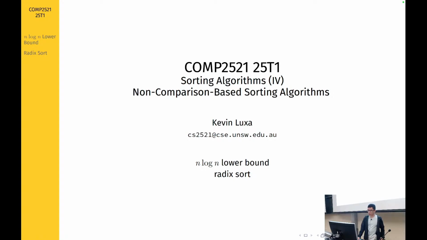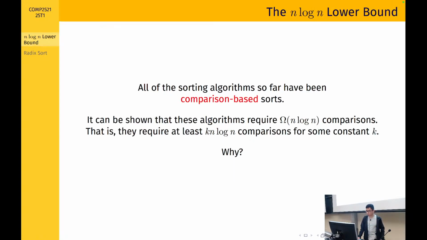Okay, but what we'll start off with is we'll note that all of the sorting algorithms that we've talked about so far have been comparison-based sorts. Right? So they rely on us being able to take two elements and compare them. And they do this over and over again for different pairs of elements until it's able to determine what the correct sorted order is.